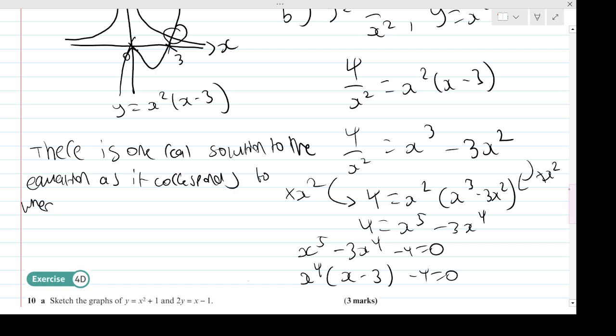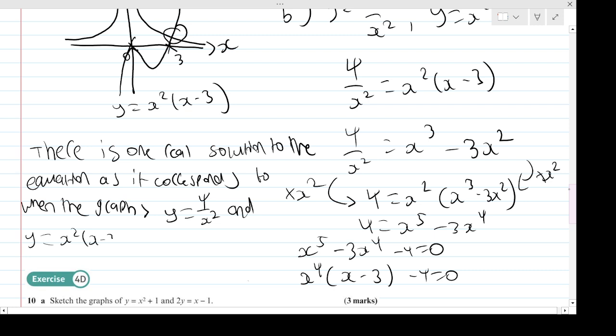To when the graphs, and what graphs? Well, the graphs y is 4 over x squared, and y is x squared, x minus 3. Remember, those are the two graphs we sketched. They intersect, and there is how many intersection points? 1, right? So there we are, that's our justification.